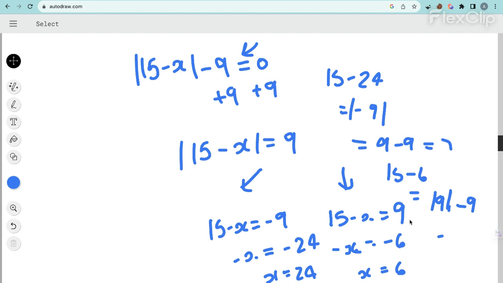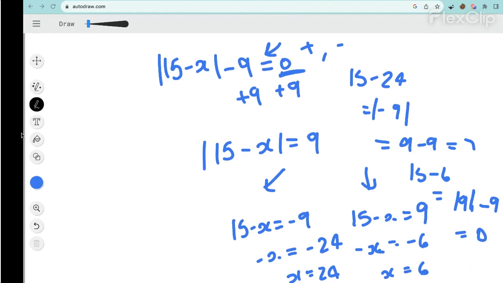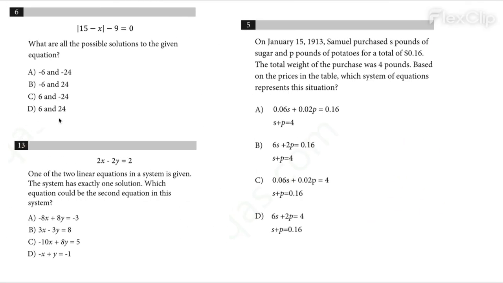So just remember, for absolute values, you isolate everything not on the absolute value side, and then you separate it into two equations where the thing on this side is positive or negative. And for this one, the answer is obviously 6 and 24, so it's D.